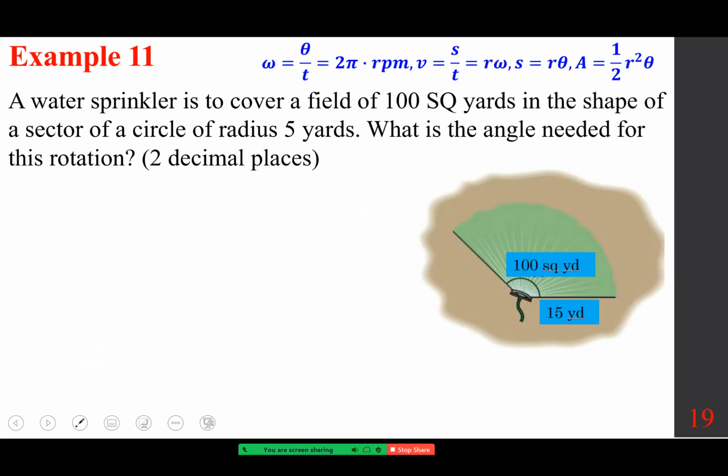A water sprinkler is to cover a field of 100 square yards. So we want to cover this much in the shape of a sector of a circle of radius 5 yards. What is the angle needed for this rotation? And they are interested in 2 decimals. Okay. So the very first thing, class, is to see what is given.